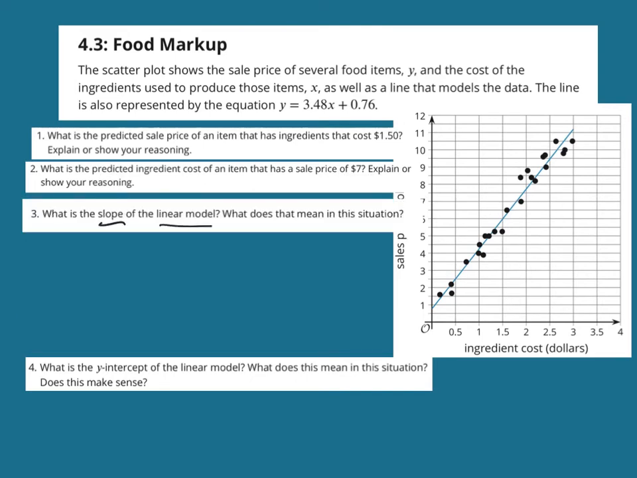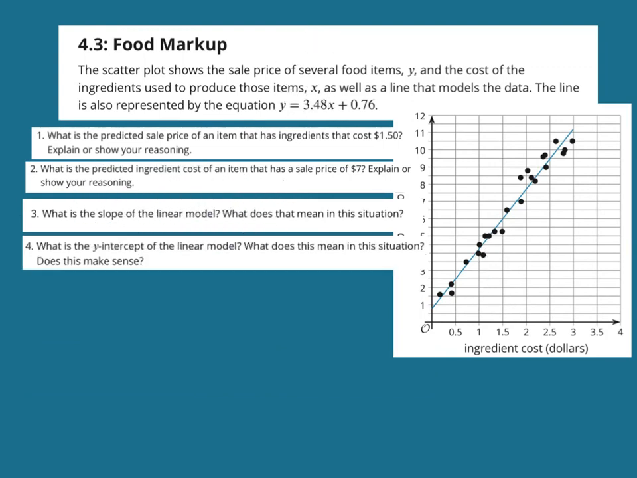What is the slope of the linear model? Again, the slope of the linear model is 3.48. Technically, that's dollars in sale price for every increase in ingredient cost. So it's really dollars per dollar. $3.48 goes up every time you add $1 to the ingredient costs. So if you go from $1 to $2 in ingredient costs, you're going to go up $3.48 in sales cost. And then finally, it says, what does the y-intercept mean?